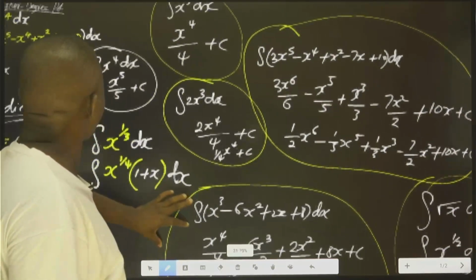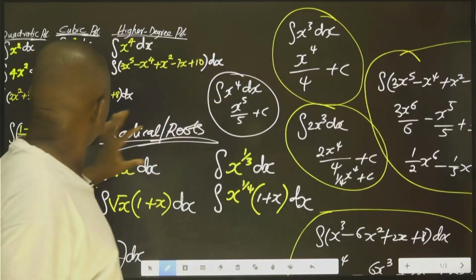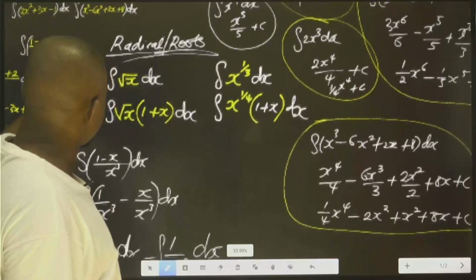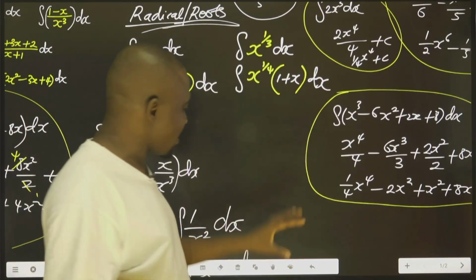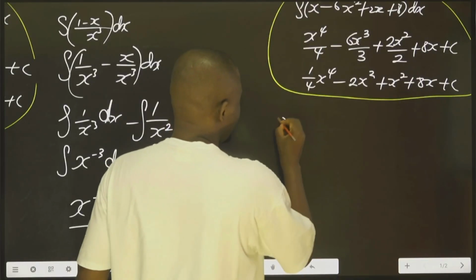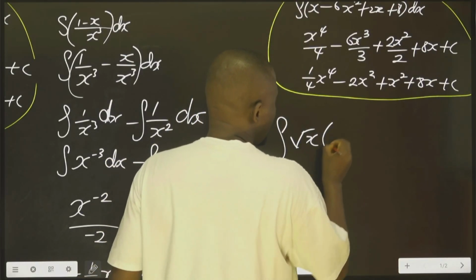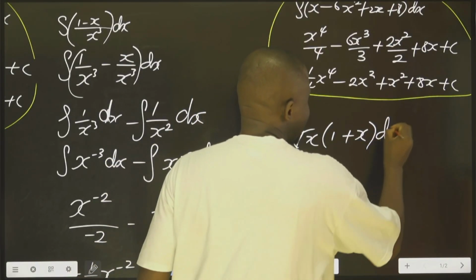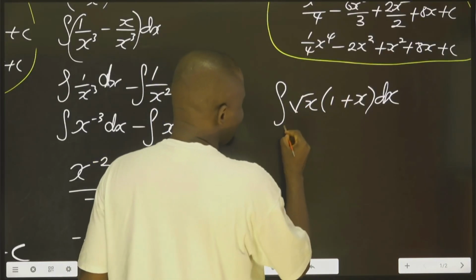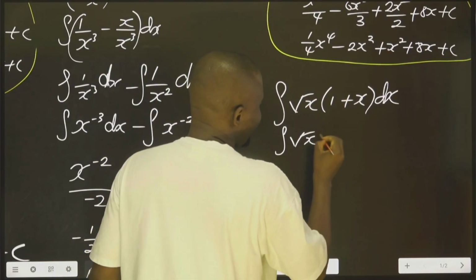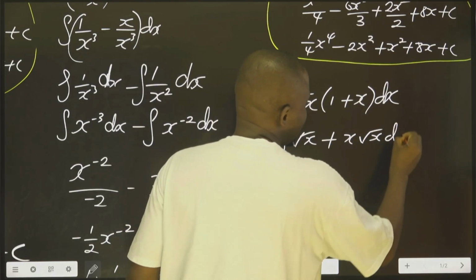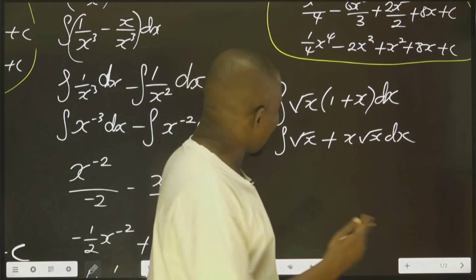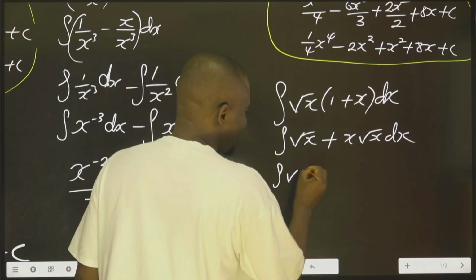Okay, now let's go for the second one. That is the integral of square root of x, times 1 plus x, dx. To integrate this, we must expand this first. Square root of x plus x square root of x, dx. Okay, let's work on this further.